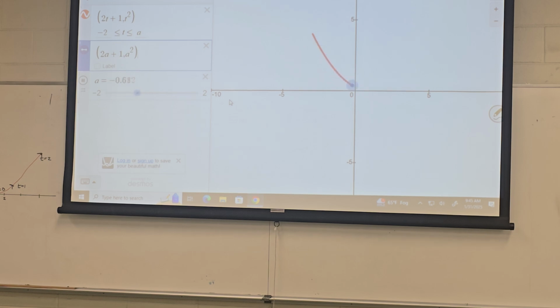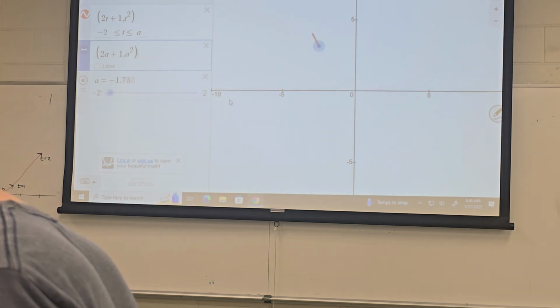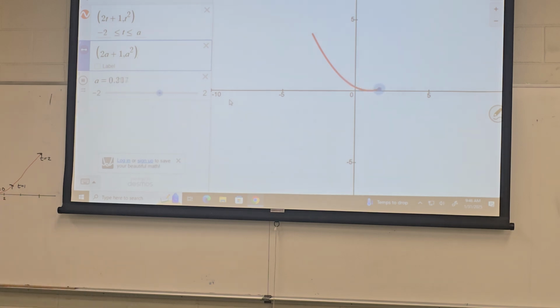What did you get when you plugged in 1 into this equation? Into x? When you plug 1 in for t? 3. Yeah, it's modified. So then just put 3. So now you have the coordinate 3, 1.